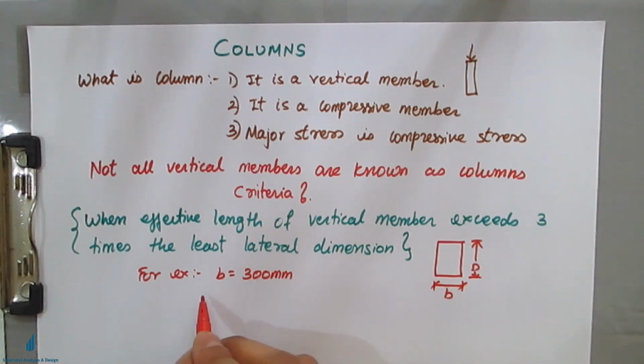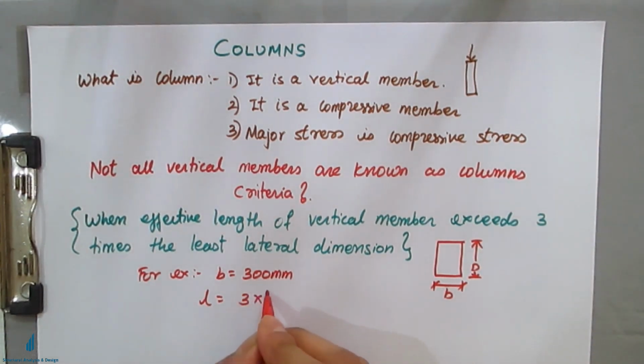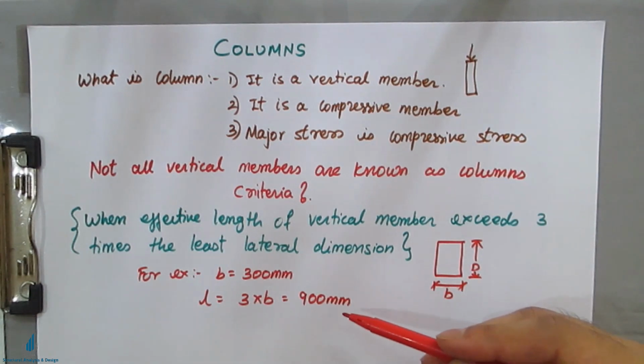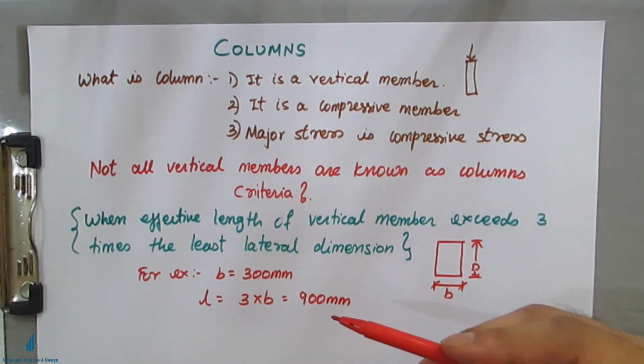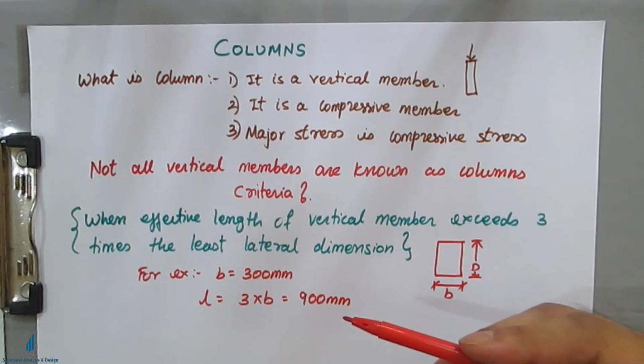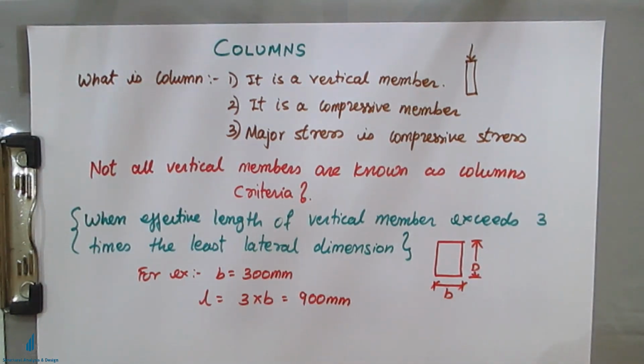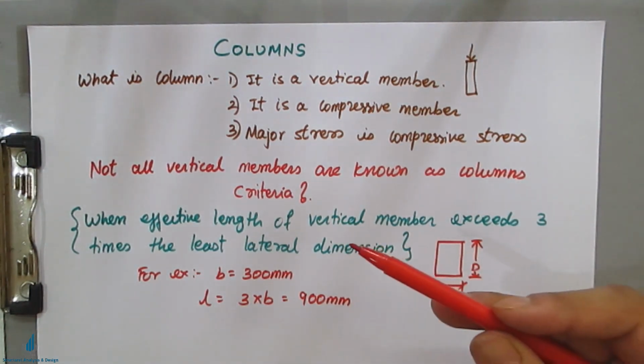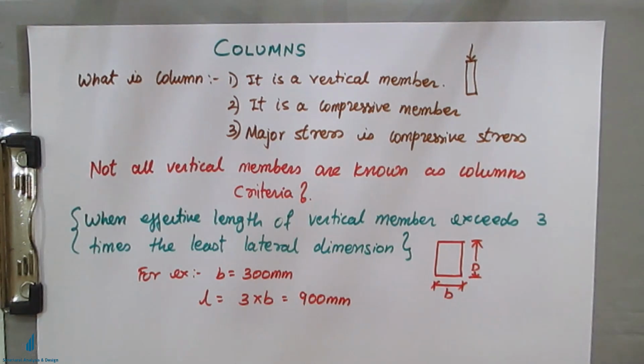So the effective length should be at least 3 times the least lateral dimension, so it will become 900 mm. It should be at least 900 mm, or above 900 mm, to consider that vertical member as a column. So this is the main criteria you have to remember to identify a vertical member as a column. I think I have cleared this criteria. These are the important points you have to remember.